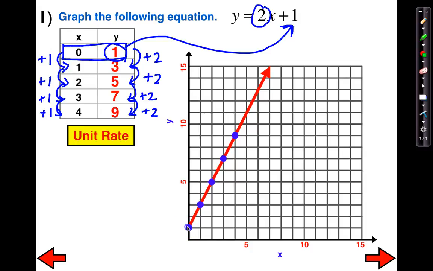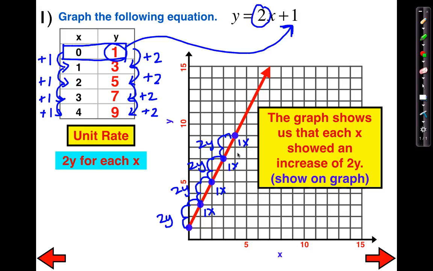Our unit rate is going up 2 y's for each 1x. Again, it's going up 2 y's for each 1x. It's going up 2y for every 1x. So I'm going to say that the unit rate is 2y for each x.